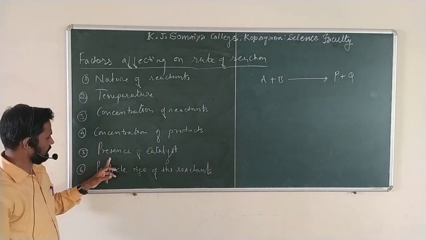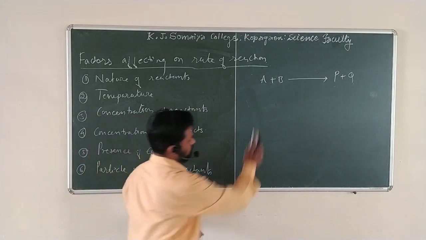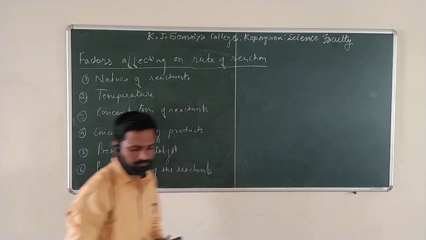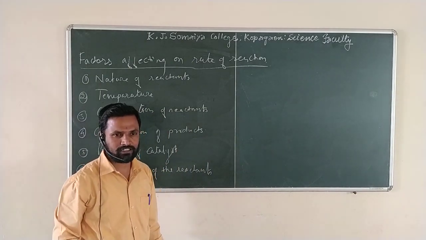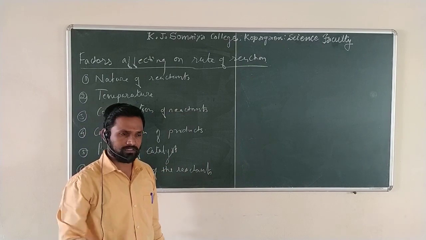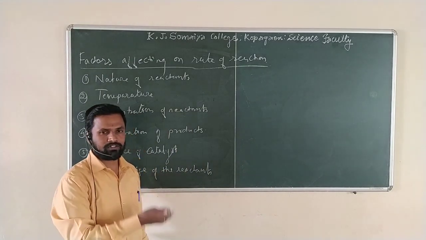The fifth one is the presence of a catalyst. You know, all of us, the presence of a catalyst definitely alters the rate of reaction. We have been studying this since junior college, in 11th standard and 12th standard.